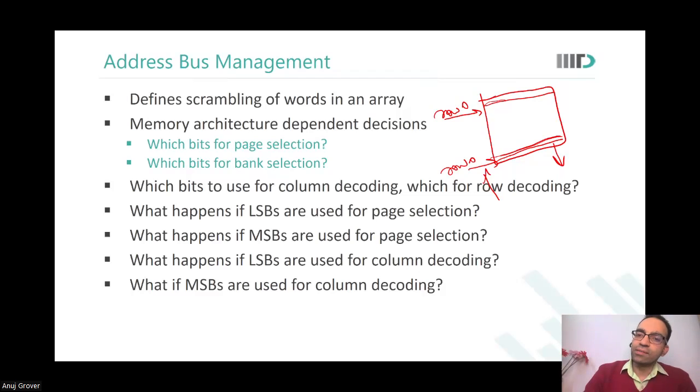Let me say that I read the entire memory and 2 particular addresses failed. Now, if I do not know the scrambling, I would not know that these 2 addresses that are failing are actually right next to each other. Those rows are placed right next to each other, and they are failing because there was crosstalk between them.